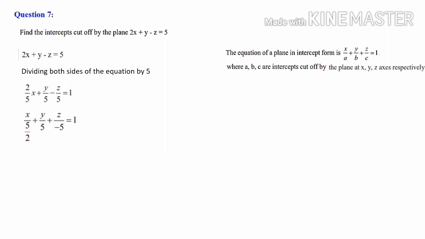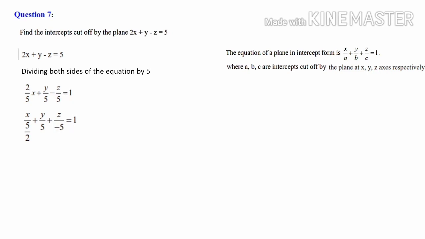Once again, the coefficient of x is 2 by 5, but we need the coefficient of x to be 1. Quite simple, x divided by 2 by 5 we can write using the reciprocal, that is x by 5 by 2, plus y by 5, same. Here there is a minus sign, and we don't want that minus, so bring it to the denominator. So plus z by minus 5 is equal to 1.